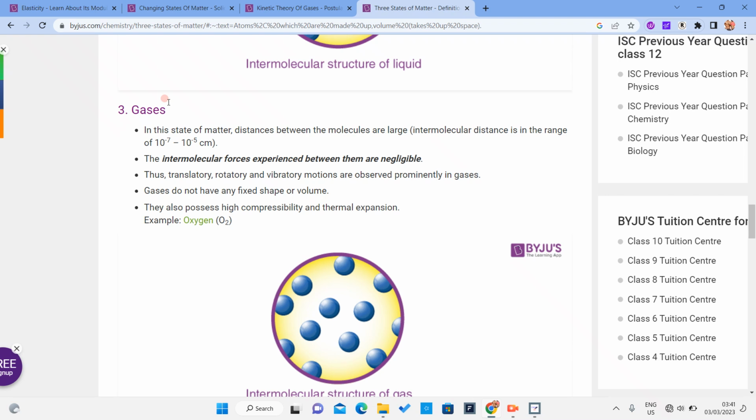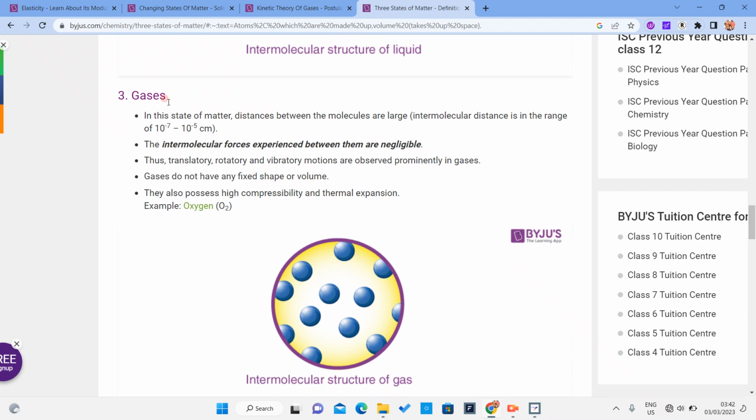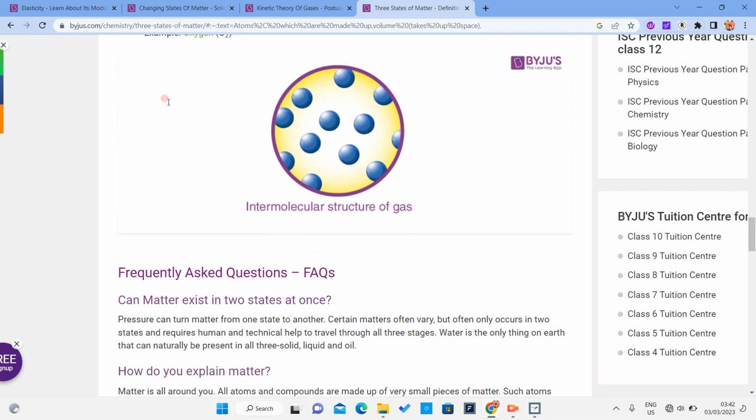Now they also do not have any fixed shape or volume. They take the volume of the container that they are in, though you can't really use that to quantify their volume, because there are still huge gaps between them. They possess the greatest compressibility and thermal expansion. That means when you heat them a little, they can expand significantly, and when you try to compress them, they can be significantly compressed compared to the liquid and solid.